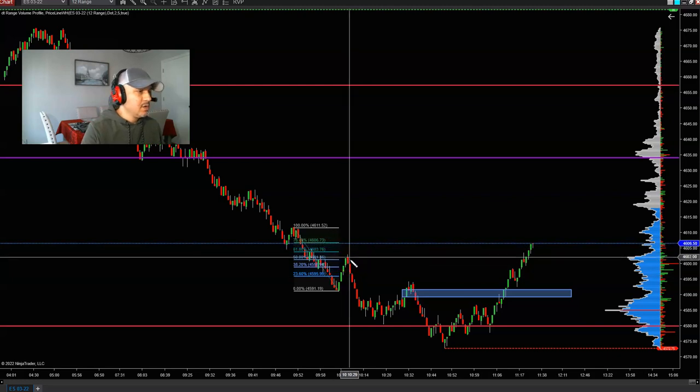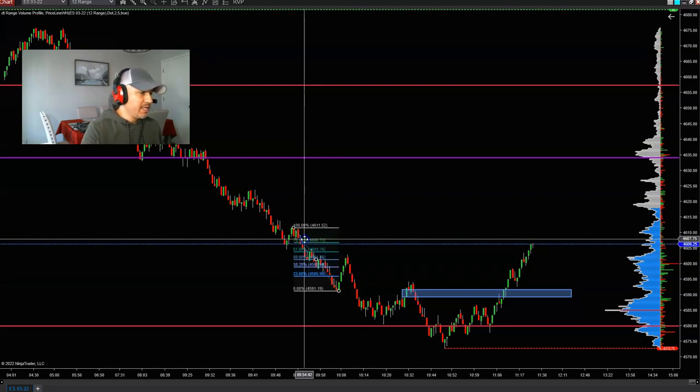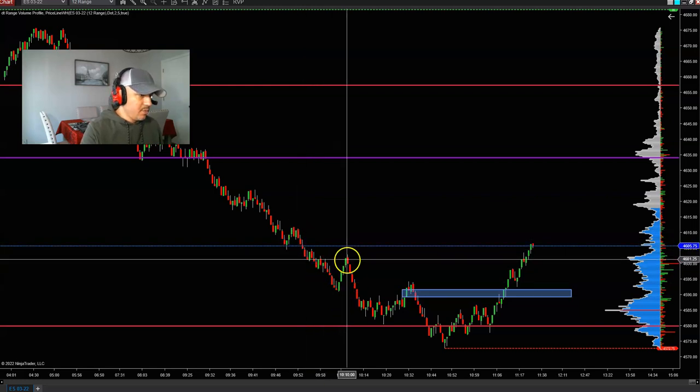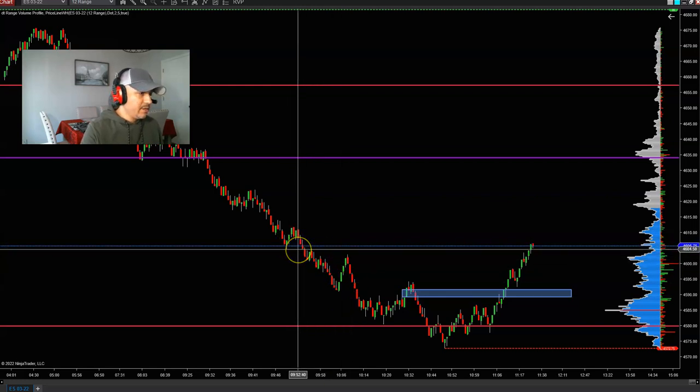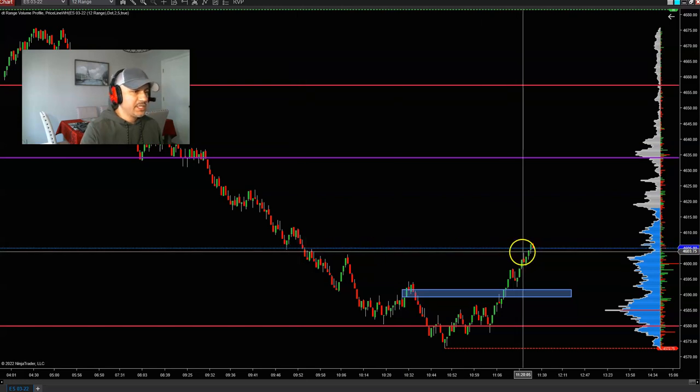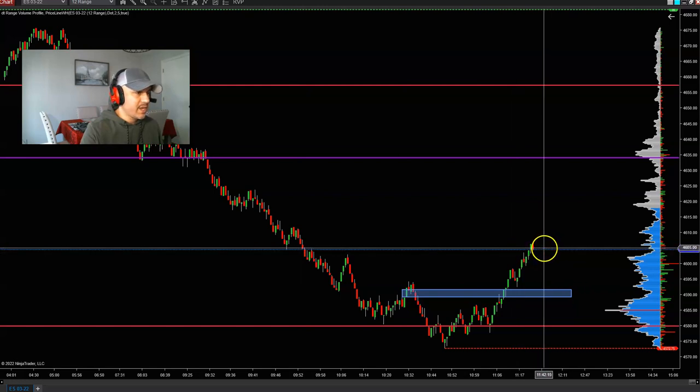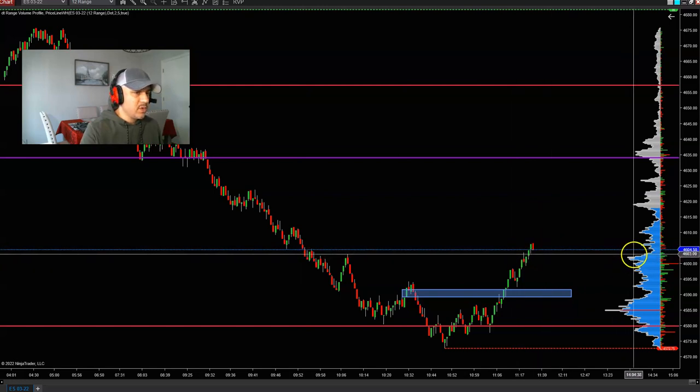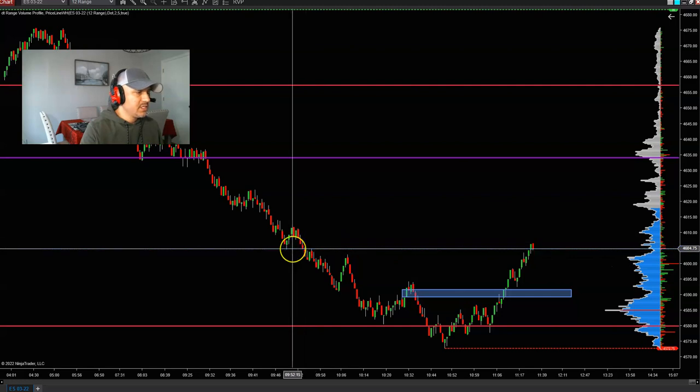So what I'm trying to say is that when price pulls back to this area right here, it could be a decent area to look for a rejection to take place. So we're seeing some rejection right now. We're at the upper end of this high volume area as well. This is resistance.